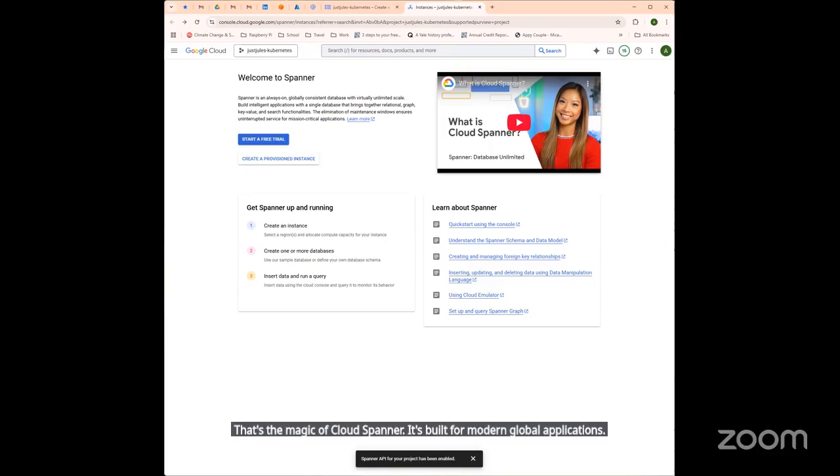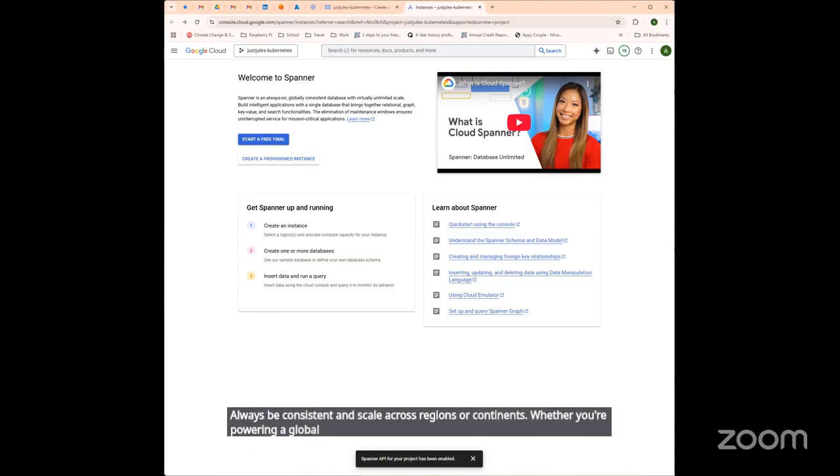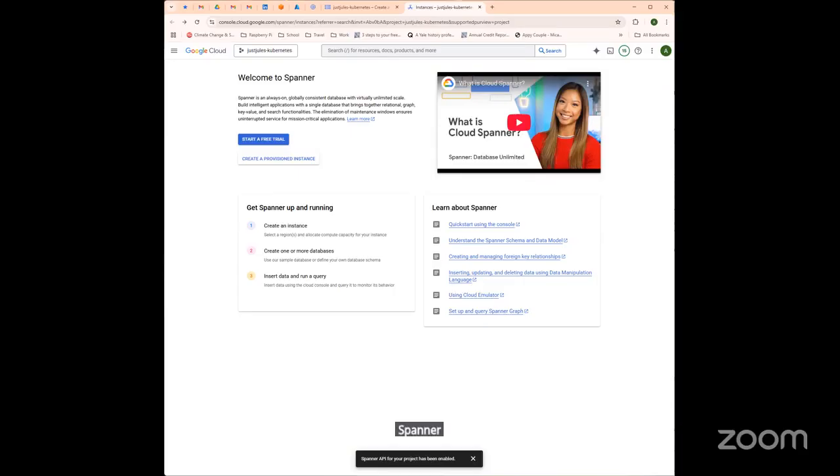See, Spanner is fully managed, globally distributed, and strongly consistent. It's a rare trio in the database world. It's built for mission-critical workloads. So Spanner isn't your average managed SQL database. It's specifically engineered for mission-critical systems that must never go down, always be consistent, and scale across regions or continents. Whether you're powering a global payment system, running a telecom backend, or managing live game sessions across time zones, Spanner is designed to be your single source of truth globally.